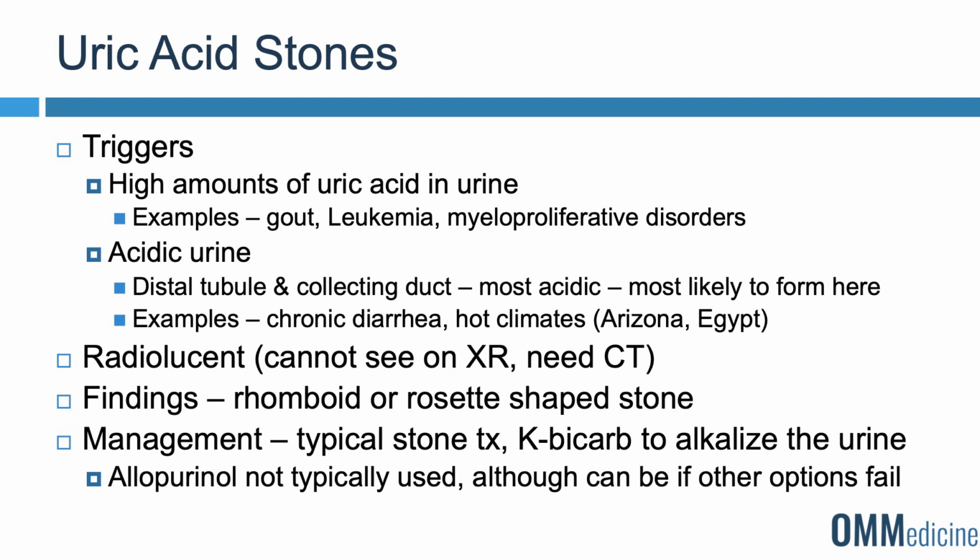I want to point out two major differences between the uric acid stones and the calcium and struvite stones, which we've already discussed. The first is that uric acid stones will form in increasingly acidic urine, whereas the calcium and struvite stones form in more alkaline or basic urine. The second is that uric acid stones are radiolucent, and they typically should not be seen on a regular x-ray, whereas the struvite and calcium stones were radio-opaque and typically could be seen on a regular x-ray.